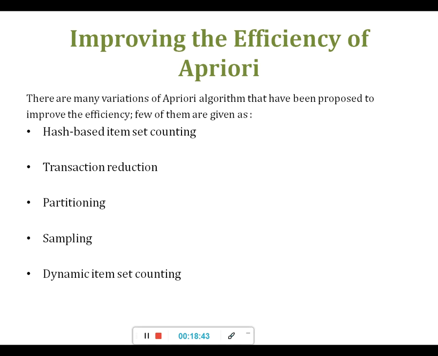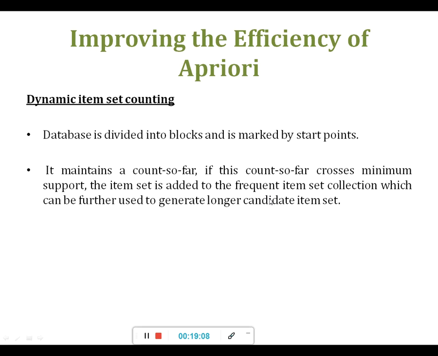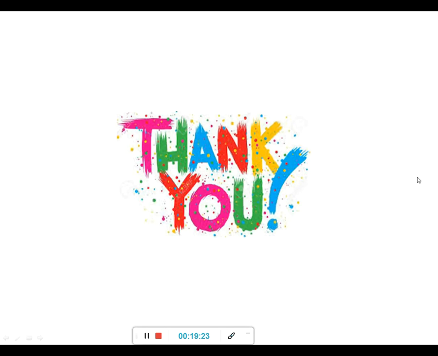In the sampling technique, there is no need to search the whole data set; if we create samples, then it will be very easy. And while sampling, the minimum support threshold is also reduced, and if we have a lower threshold, then there is a greater chance of items being frequent. And the last one is dynamic item set counting. Here we divide the data into blocks, and each block maintains a count, and if it crosses the minimum support count, then we convert it into the frequent item set collection, which can be further used for the generation of candidate item sets.